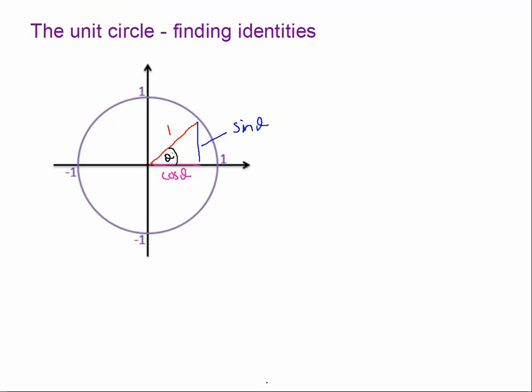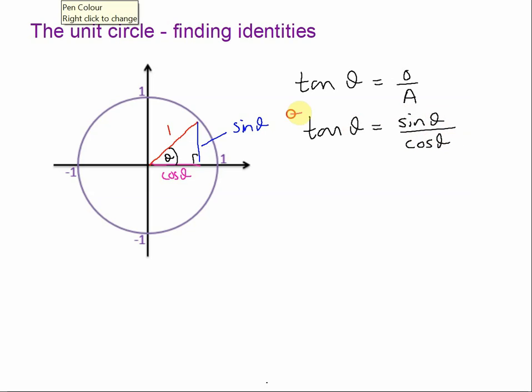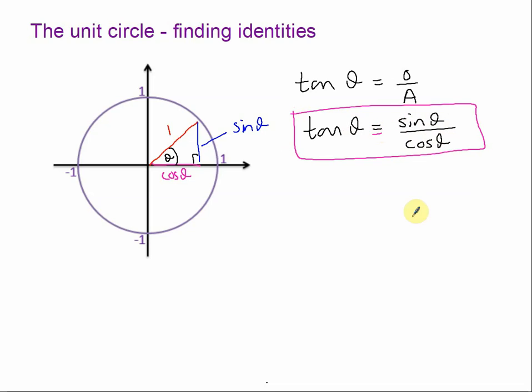Now, this angle here, that is theta. So if we look at the one we did before, if we try and apply the tan ratio to this problem, we know that tan theta is opposite over adjacent. We did mention this in the previous video, but it's always good to hear it again. So tan theta must be equal to the opposite, which was sine theta, over the adjacent, which is cos theta. And this is called an identity.